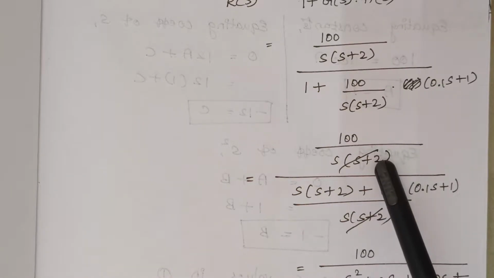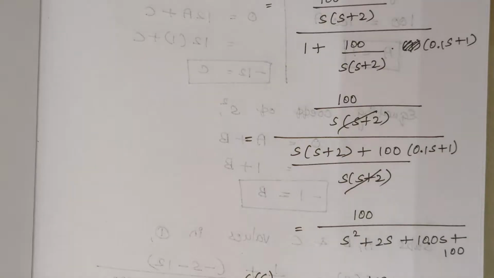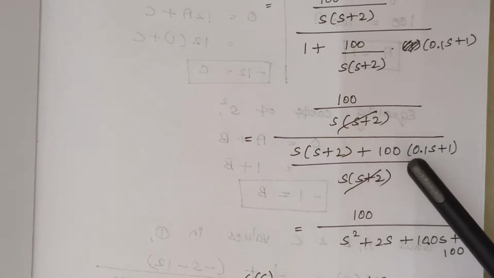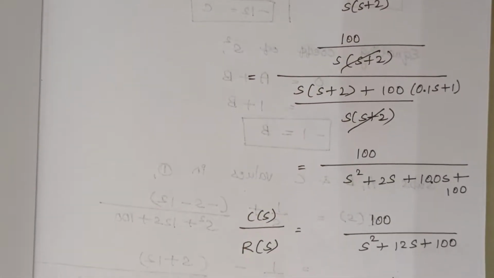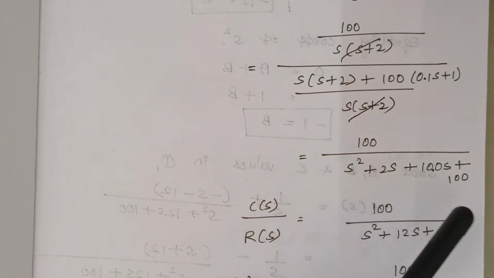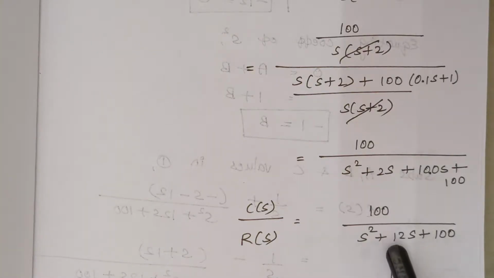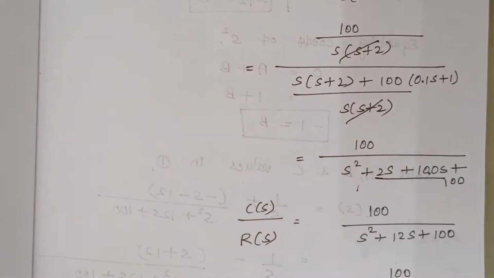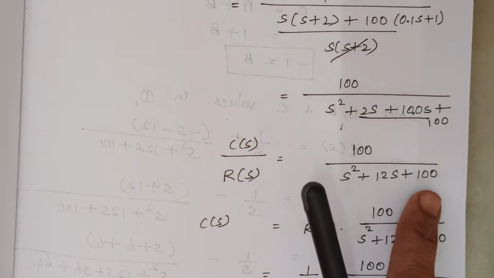As both the denominator terms are the same, they cancel each other, and finally we have the expression 100 divided by s(s+2) plus 100 into 0.1, which becomes 10s, plus 1 into 100, which becomes 100. In reduced form, I have 2s plus 10s. When you add these two terms, we get s square plus 12s plus 100, because this 2s and this 10s are added. And finally C(s)/R(s) is an expression like this.